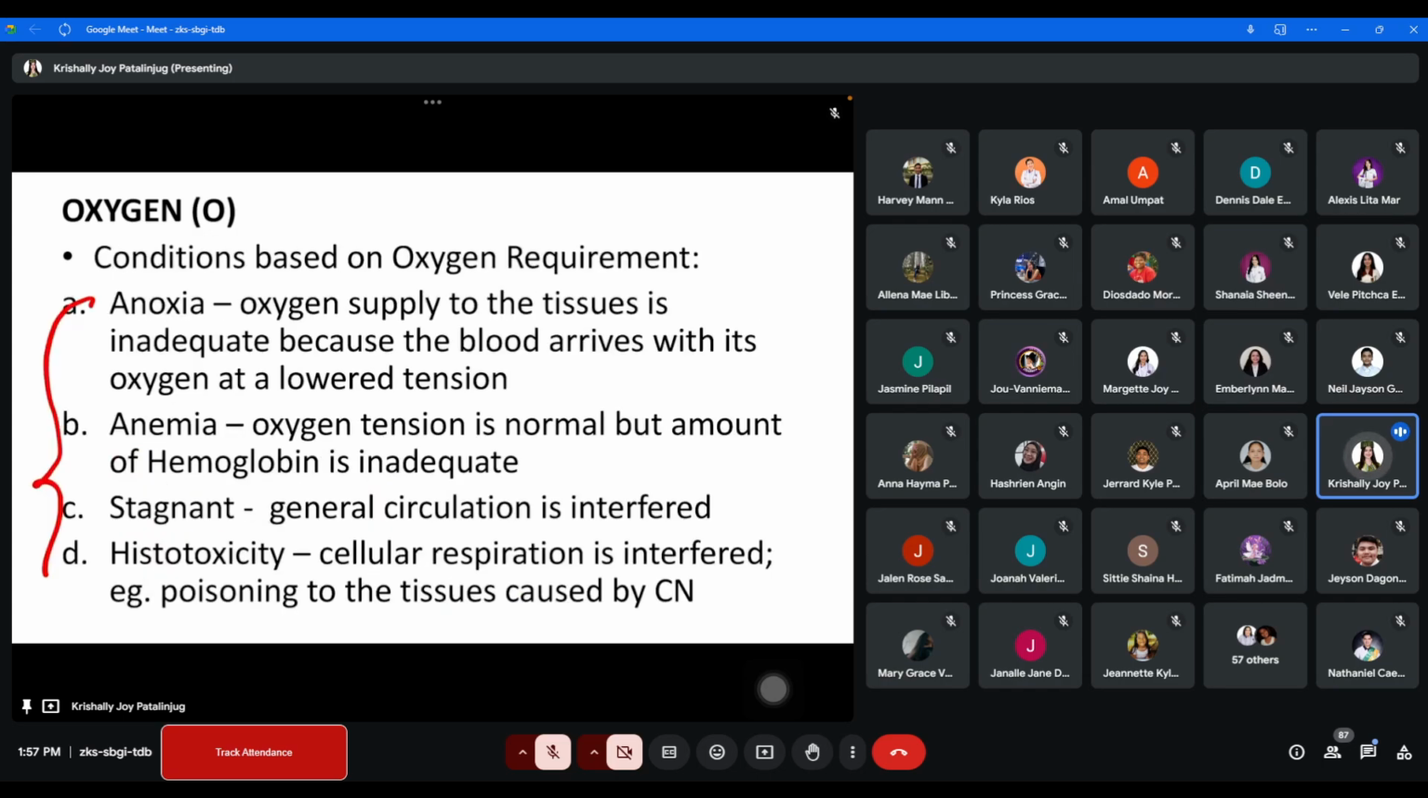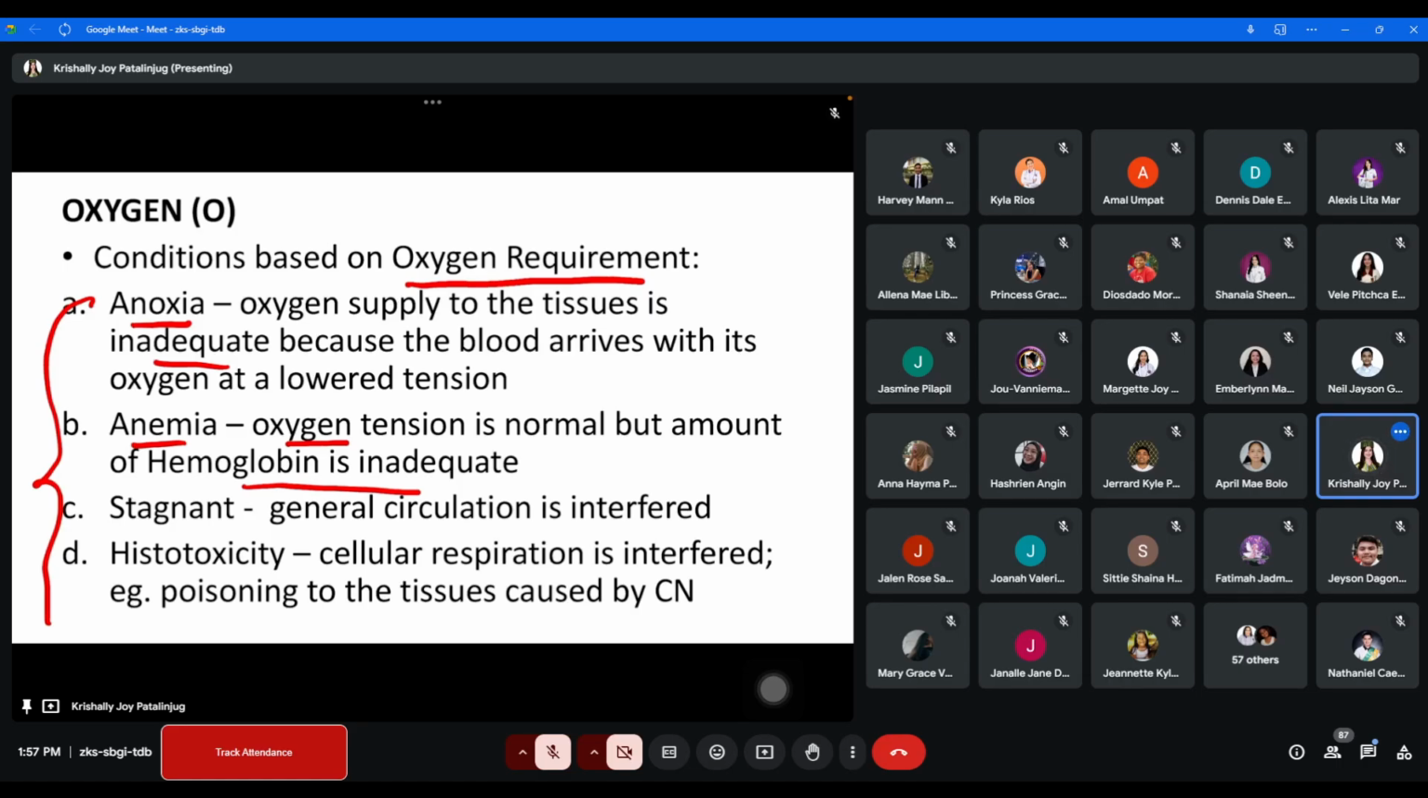Now, the following on the list are examples of conditions where the oxygen supply is deficient. So as an intervention or management, oxygen needs to be supplied. These are the conditions that highly require oxygen. When there is anoxia, the oxygen supply to the tissues is inadequate. In anemia, the oxygen is normal, but the hemoglobin is inadequate. So the level of oxygen can also be affected later on.